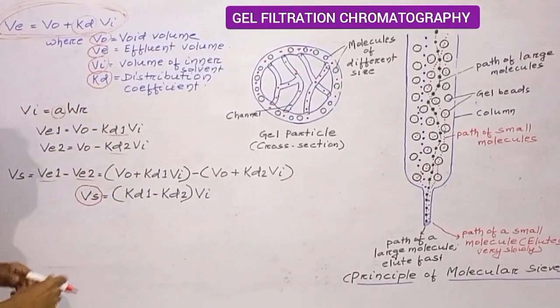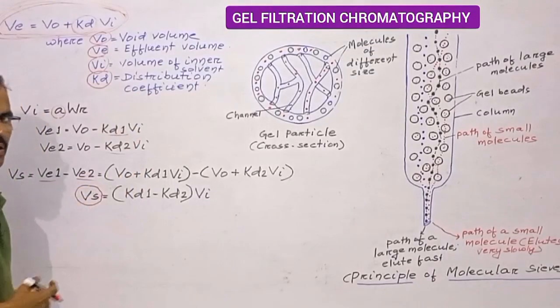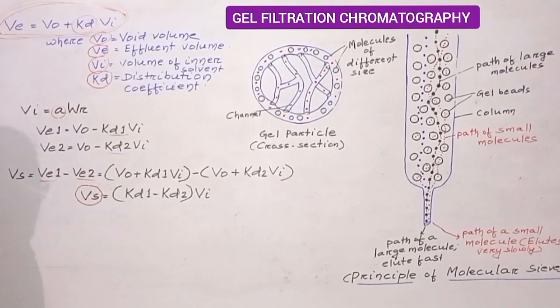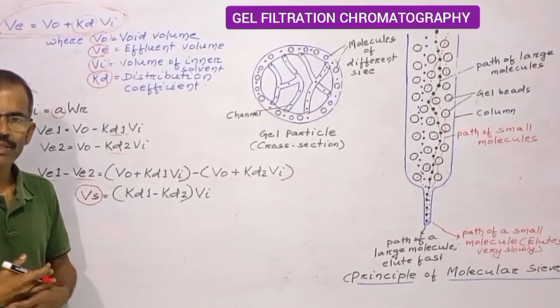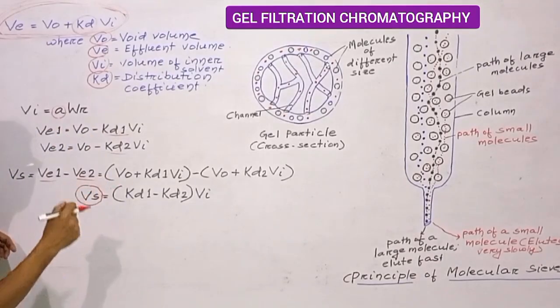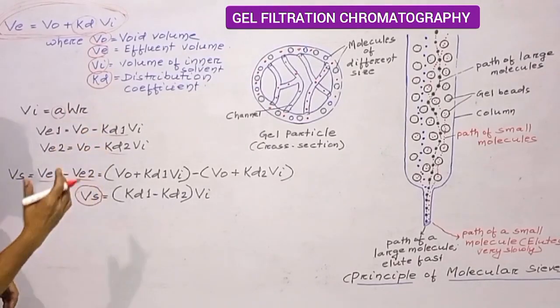Out of these variables, distribution coefficient is the characteristic of a given molecule being separated. It is not dependent on the geometry of the gel bed, but the effluent volume is dependent on the size of the column where separation is being carried out. Out of this, the volume of the inner solvent Vi can be calculated if we know the dry weight of the gel being employed and its water regain value. This is the equation where A is the dry weight of the gel and Wr is the water regain value.